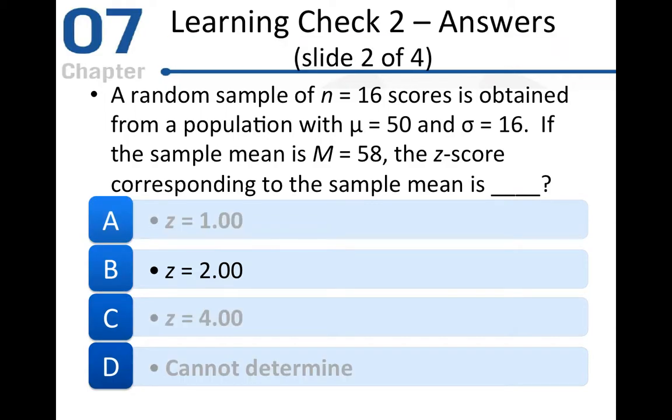2. So you would want to find the standard error, which you know is the standard deviation of the population divided by the square root of n, 16. You would take that and you would put that in the denominator of how to calculate z-scores for sampling distributions.